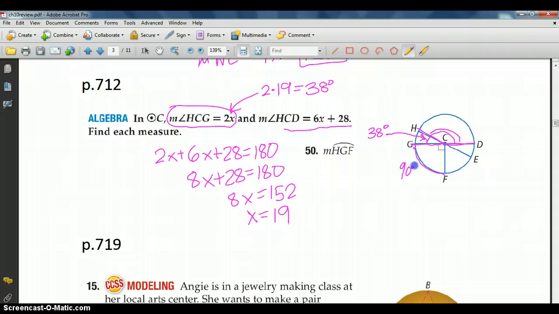Then we use arc addition. So we want to find the measure of arc HGF, so we're going to add 38 and 90, which is 128.